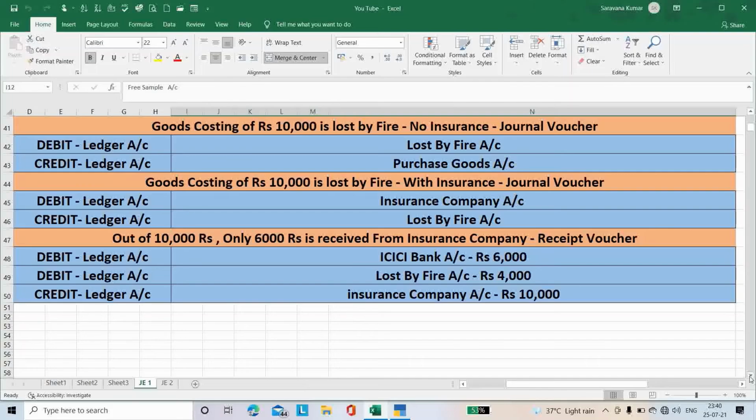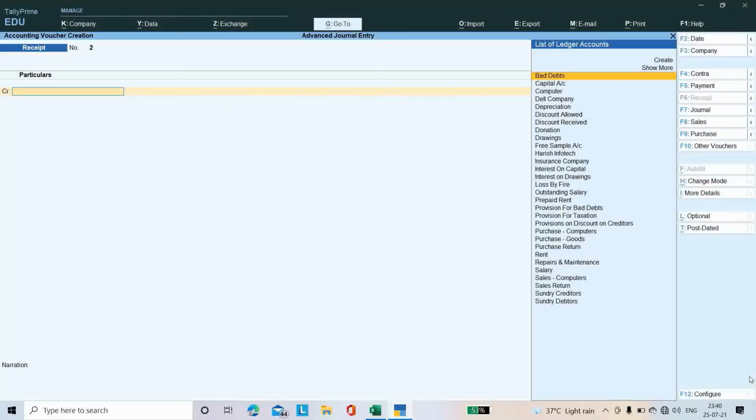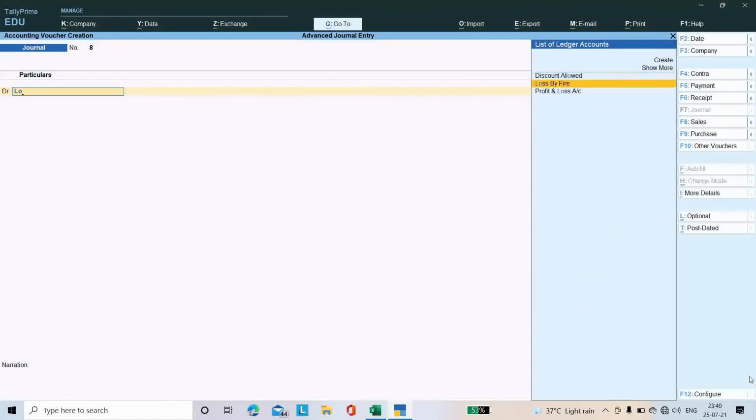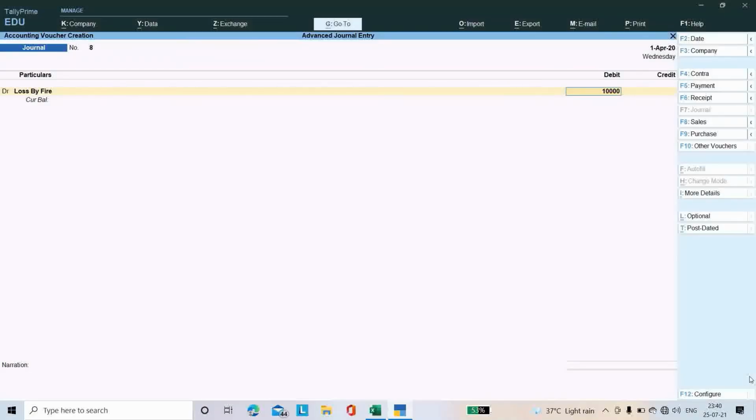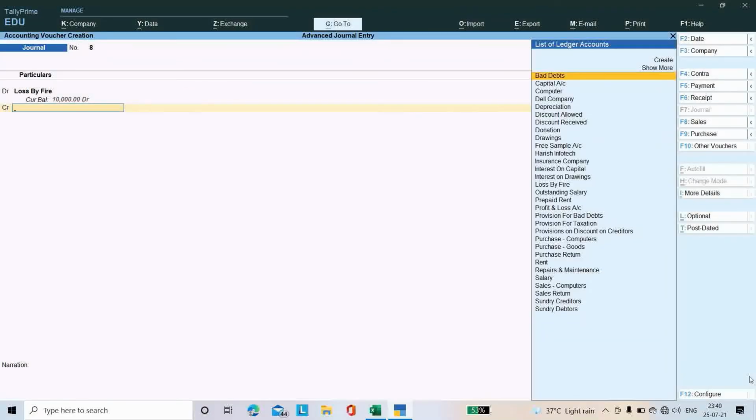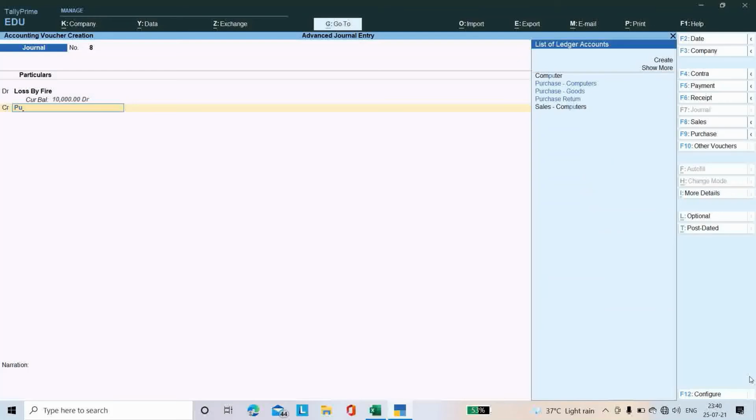This transaction you have to enter in journal voucher. Shortcut key for journal is F7. So debit loss by fire, how much? Rupees 10,000. Credit is purchase goods.